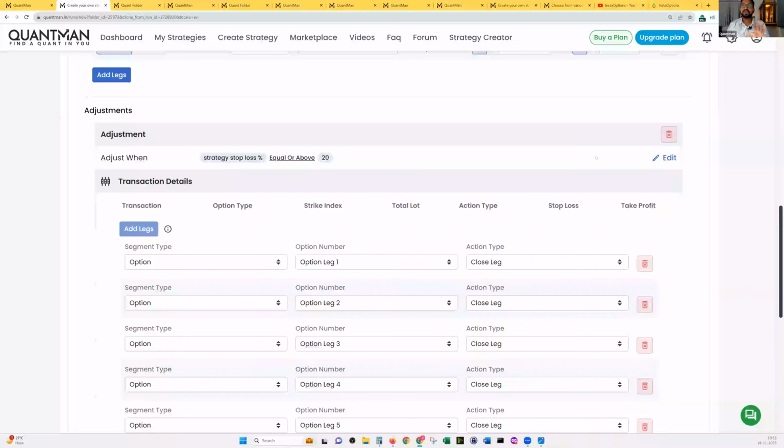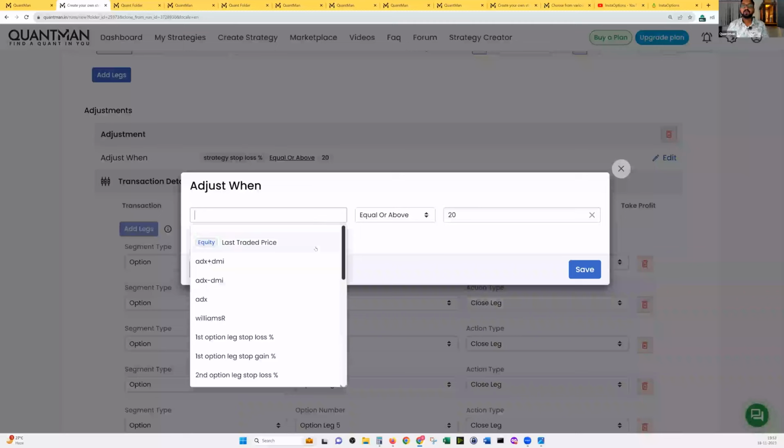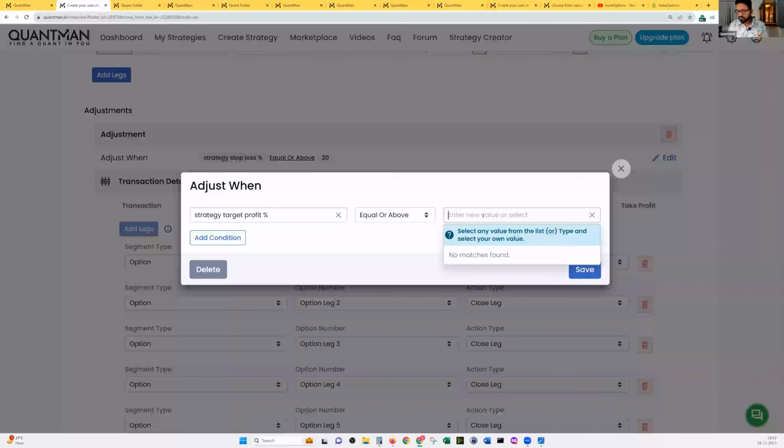Or else, if I want to book profit once 20% of the premium comes, I'm just going to book my profit. Just do this: strategy target profit when it is equal to or above 20%.